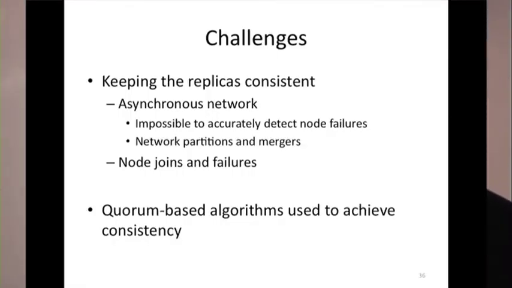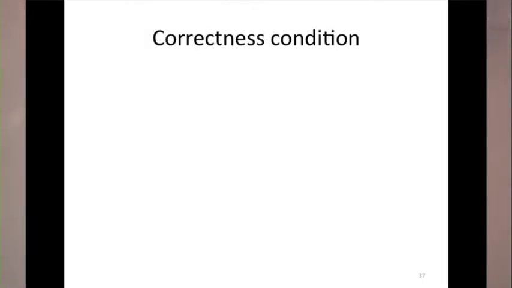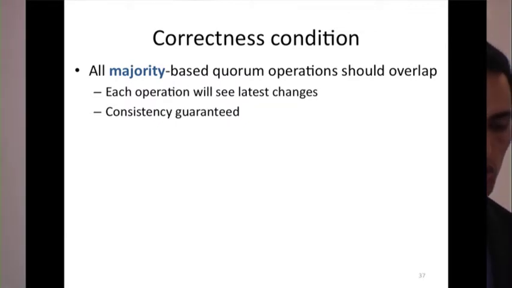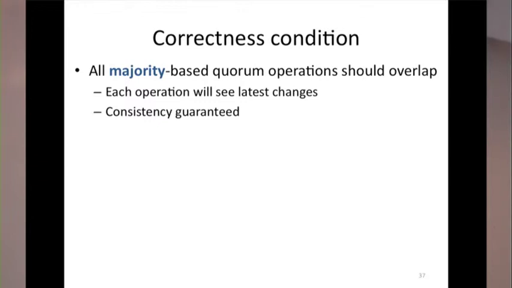Now, in the context of distributed systems, generally people use quorum algorithms to achieve consistency among replicas, especially for just read and write operations. For quorum algorithms to work correctly, there is a correctness condition that should be met. Only then will they work correctly. In this context, we just talk about majority-based quorums. That's what I'm going to focus on right now, but it's the same for any quorums.